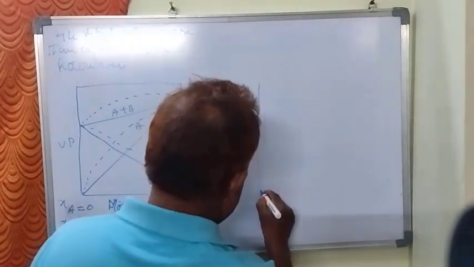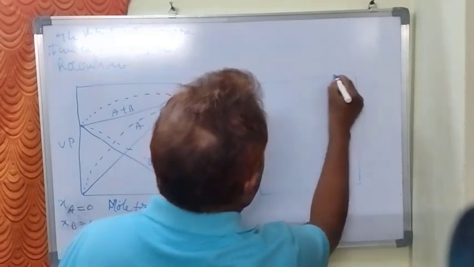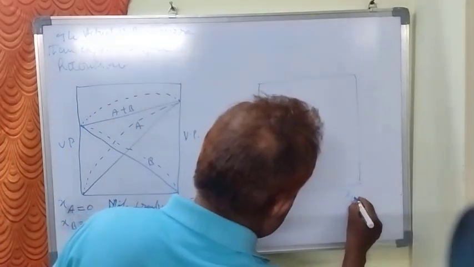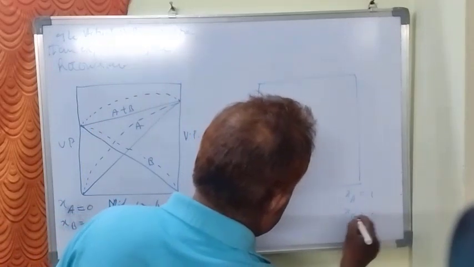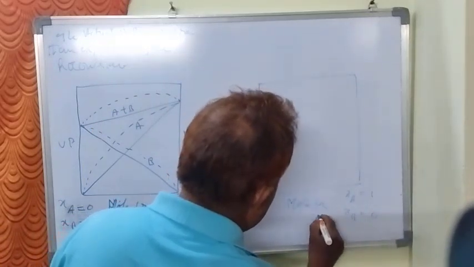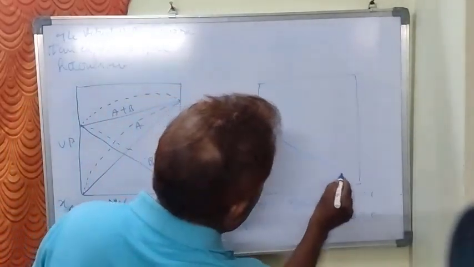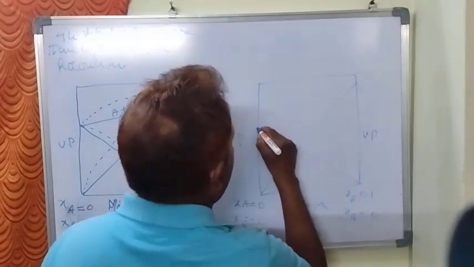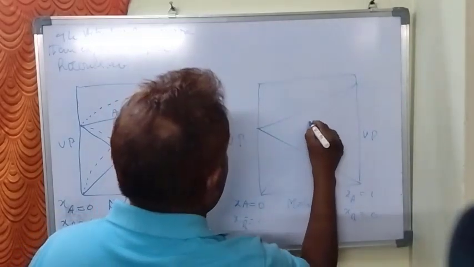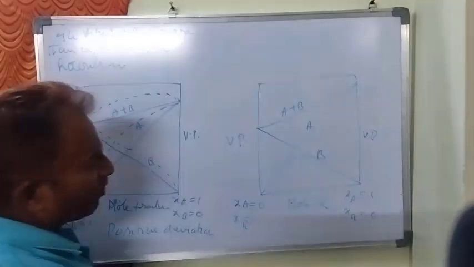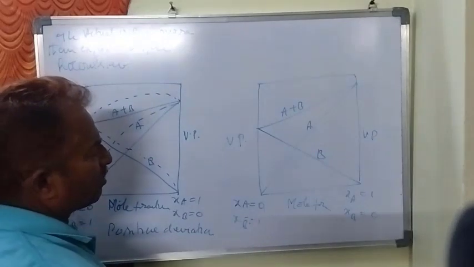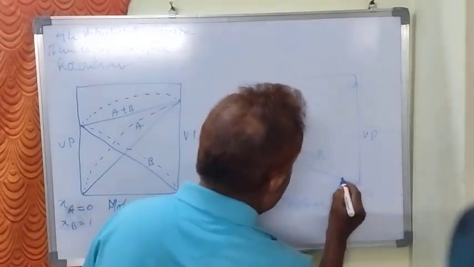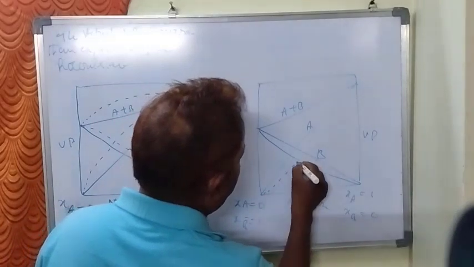Coming to the next one, this is the graph for negative deviation. Here XA equal to 0, XB equal to 1. Here XA equal to 1, XB equal to 0. This is mole fraction. As per Raoult's law, the graph should come in this manner. This is vapor pressure. This is component A, component B, and this is the vapor pressure of the mixture of both components A plus B. In negative deviation, the actual vapor pressure of each component is less than expected as per Raoult's law. So it comes in this manner, like this.